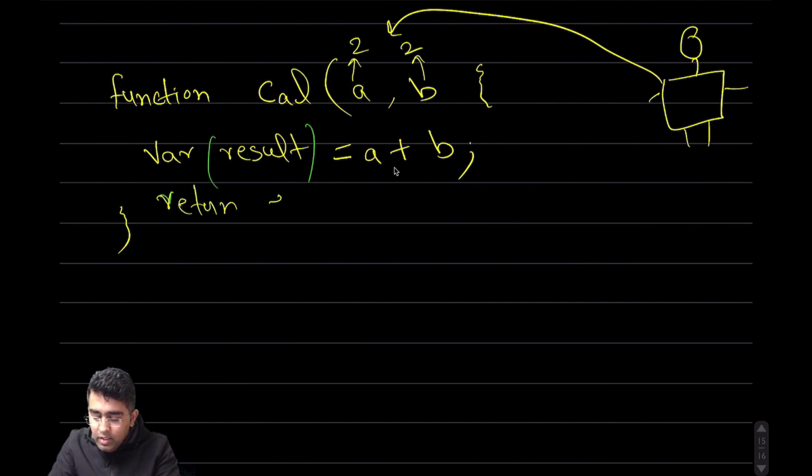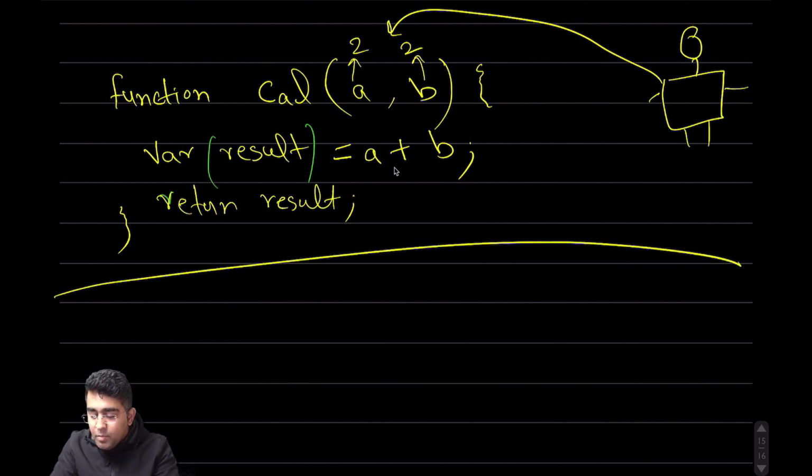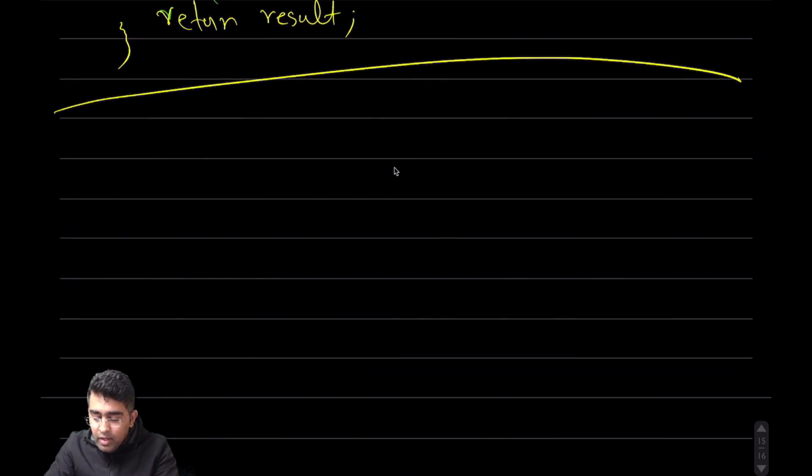So we say result. Okay, now it's going to take the values from us and then do its calculation and then return the result to us. Okay, so let's have a look at it in a diagram. So let's just say this is a function.